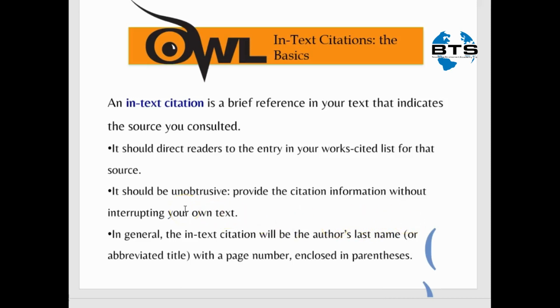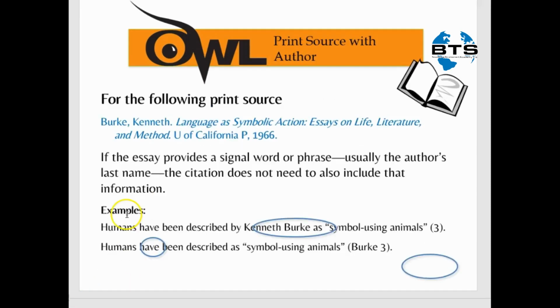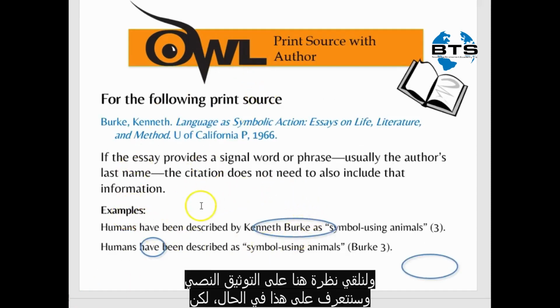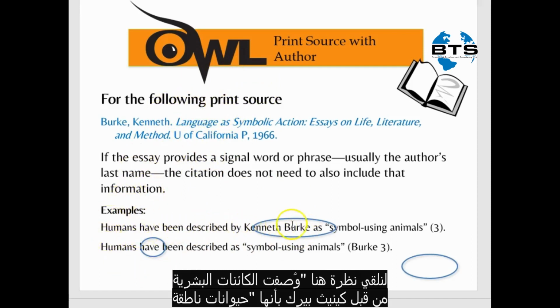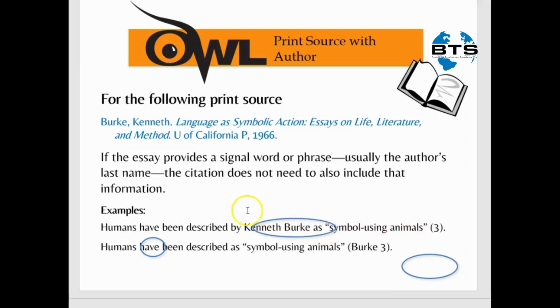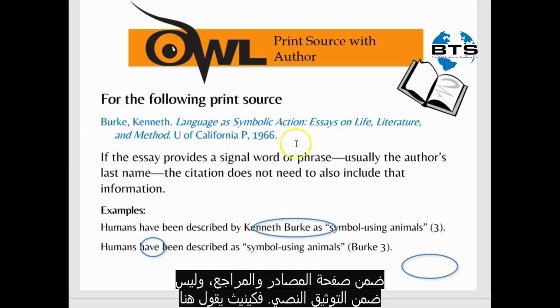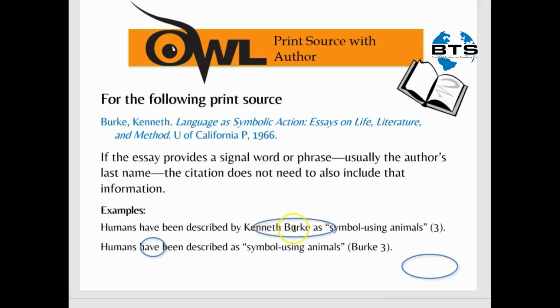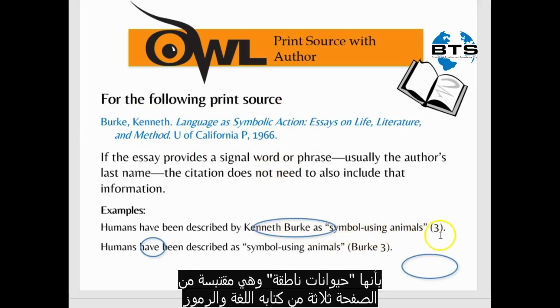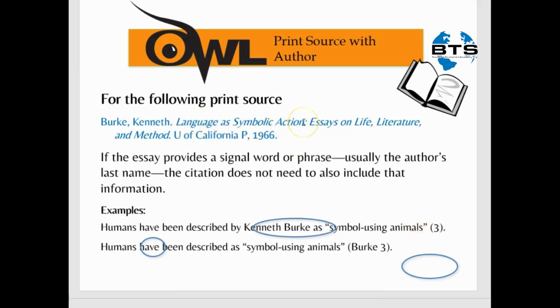We'll go over more when you have a picture of it in front of you because I think it will make more sense. Here, let's look at an in-text citation. Humans have been described by Kenneth Burke as symbol-using animals. Kenneth Burke is the author. If we look up here, it says Burke, Kenneth. This entry would be in the works cited page. This would not be in the in-text citation. So down here we know it's Kenneth Burke. He said symbol-using animals. And it comes from page 3 of his book, Language as Symbolic Action.